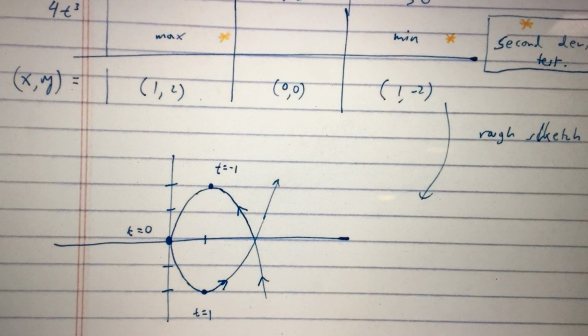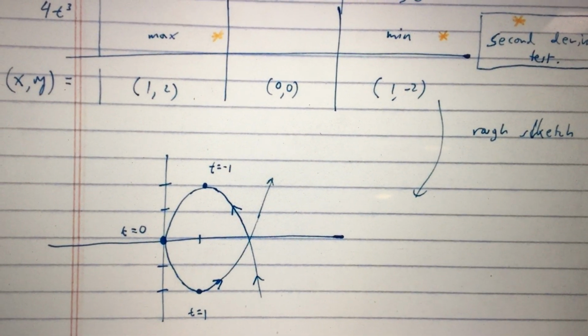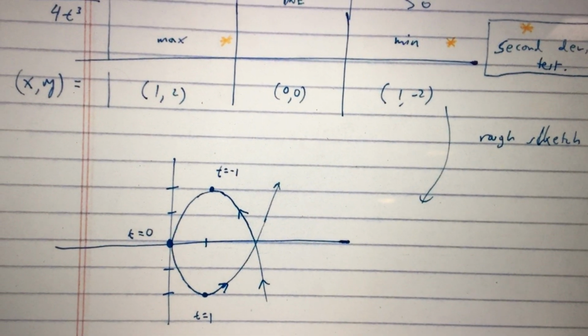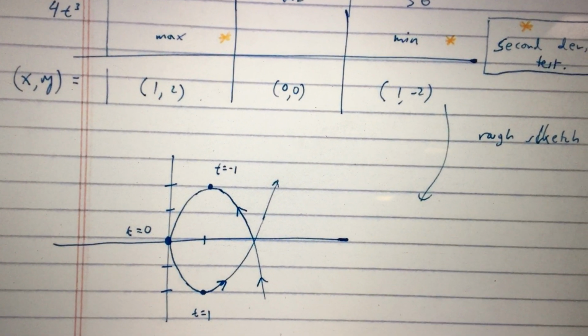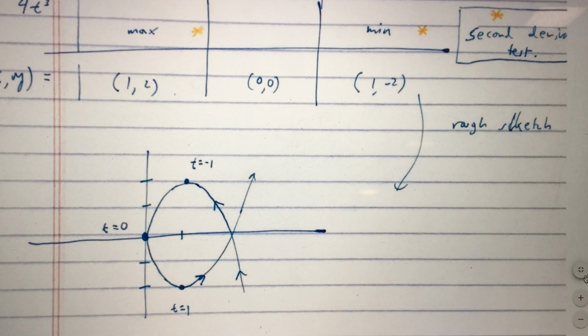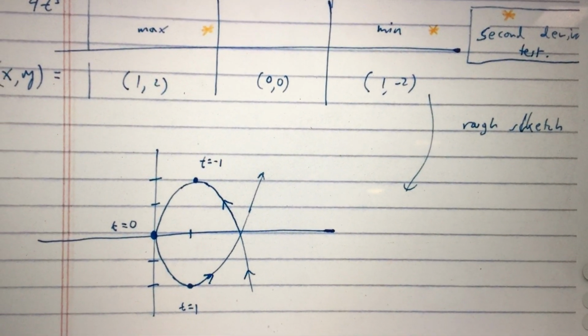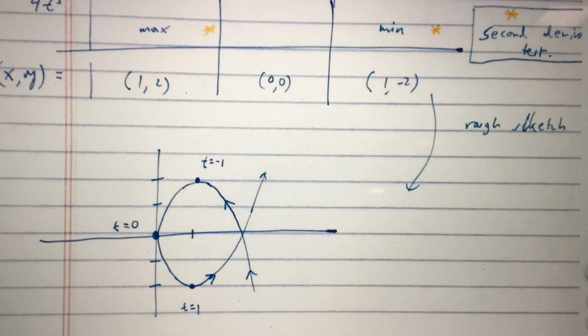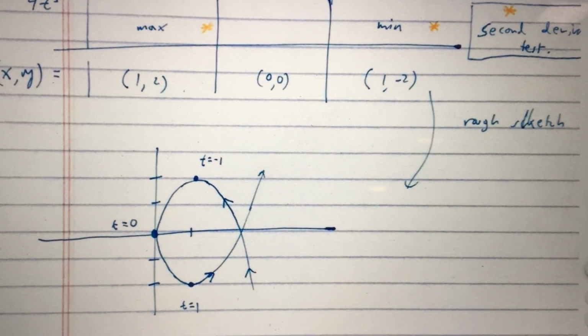So I draw those 2 points, and I went ahead and plotted the point at t equals 0. That turned out to be (0, 0). And remember, that was where the derivative was vertical. So the derivative doesn't exist there, but it means it's a straight up and down tangent line. So far I have a rough sketch.